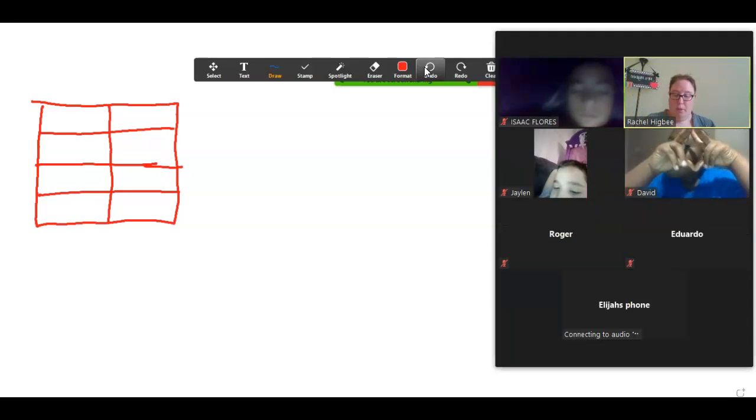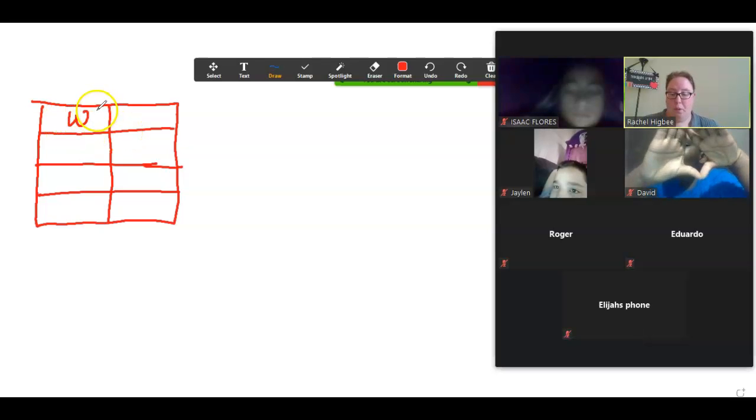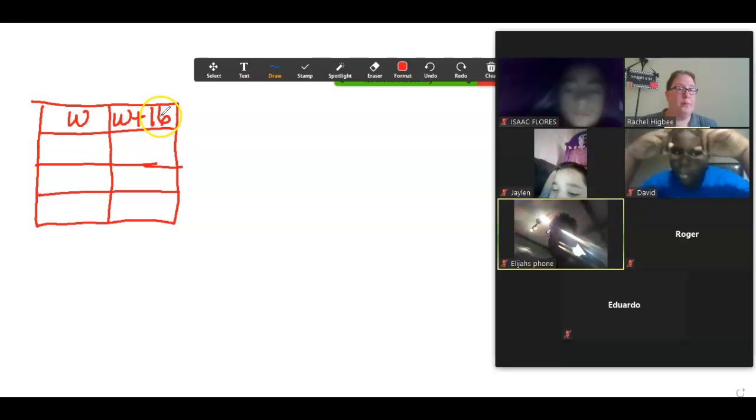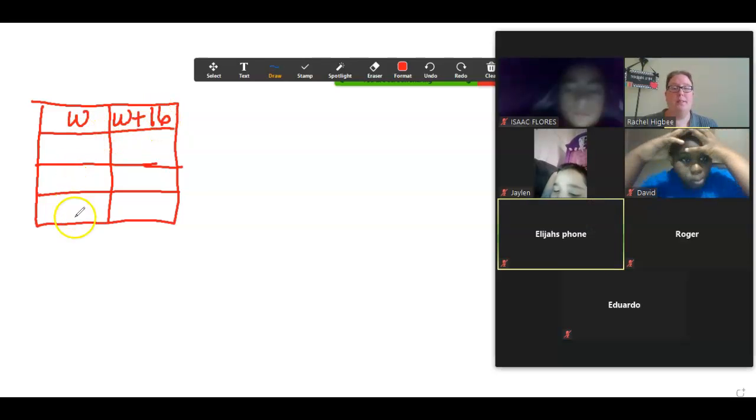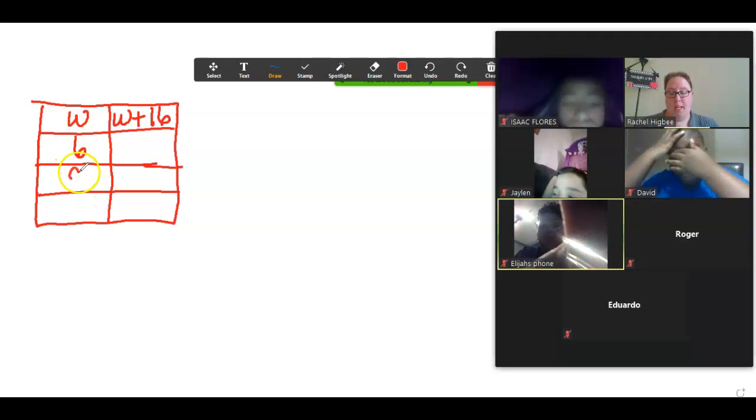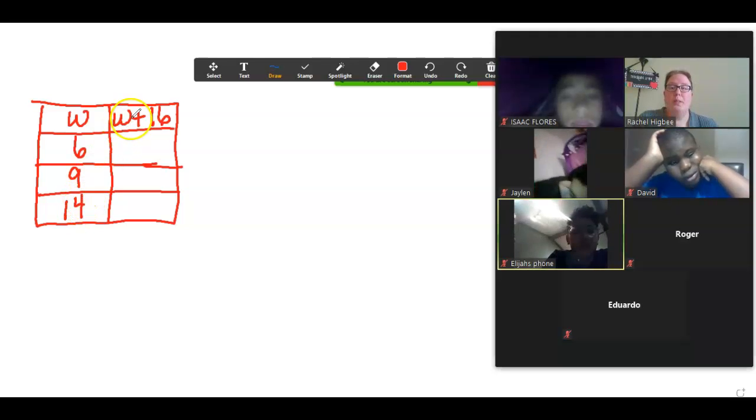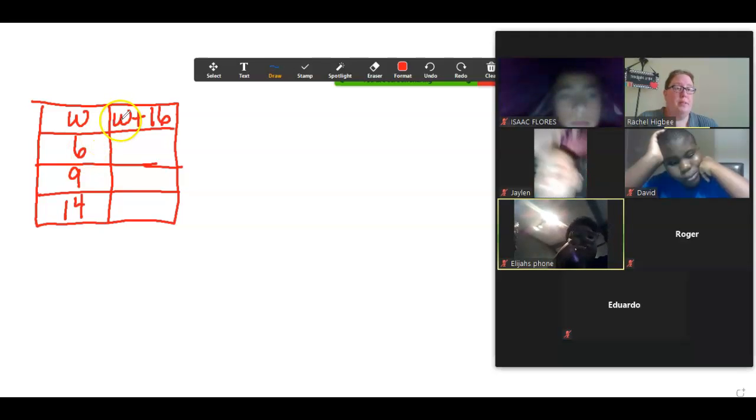So the first table that we're going to do, we're going to use W as the variable. What we're going to do is add 16 to the W. Now, this column is going to tell me what numbers I'm using, what the W is going to stand for. So I'm going to have 6, 9, and 14. So we just plug in whatever number is here to where the W is.